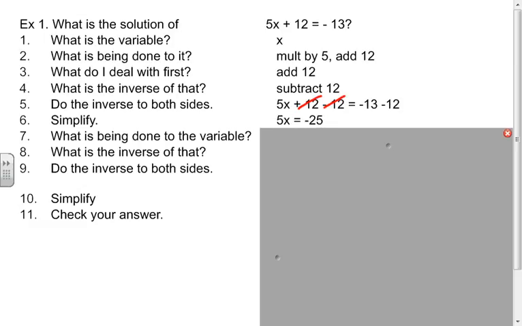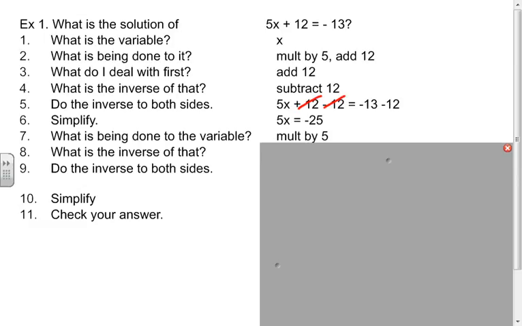Now, in a one-step problem, I'd be done there. But look, is my variable by itself? Remember, we're trying to isolate the variable, get it completely by itself. That x is not by itself. So, step 7, what is being done to the variable? It's being multiplied by 5.